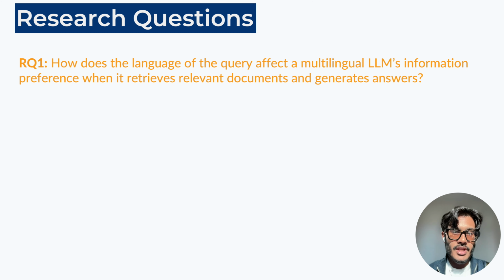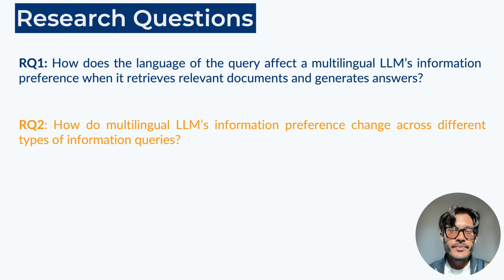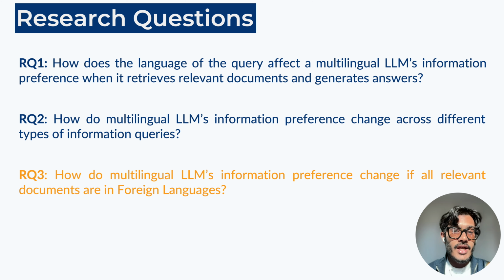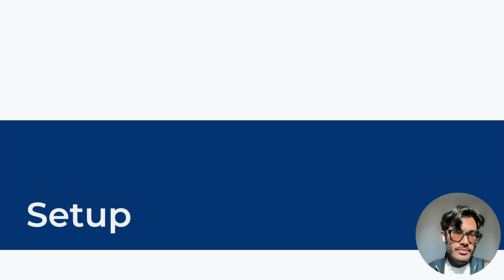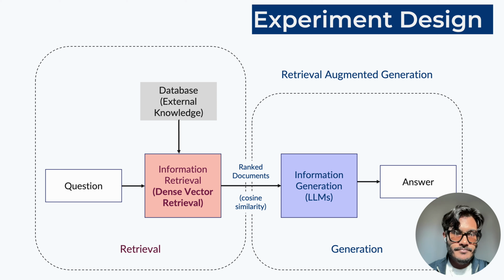So to understand the behavior of LLMs, we ask three research questions. First, how does the language of the query affect the retrieval and generation preferences of the LLM? The second research question we ask is how do the preferences change depending upon the type of query asked? And finally, we ask how do these preferences change if none of the articles are present in the language of the query? So let's take a look at the setup.